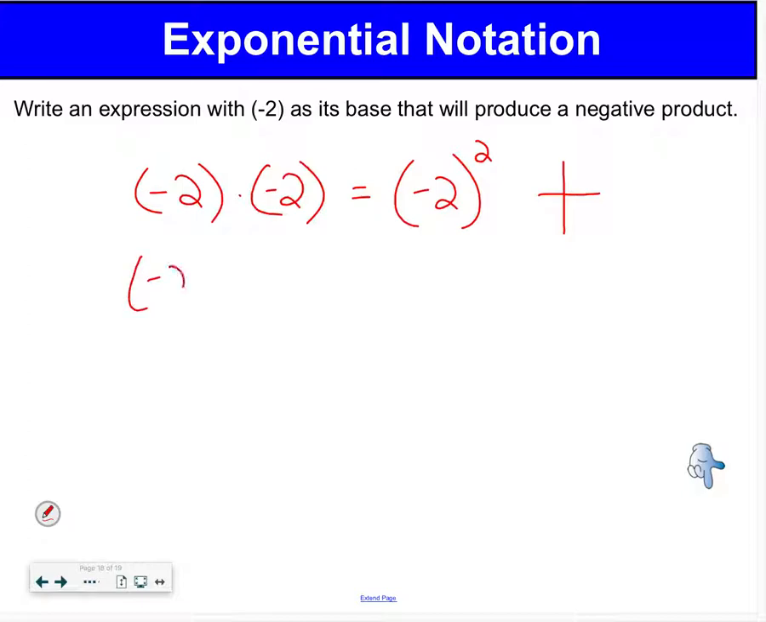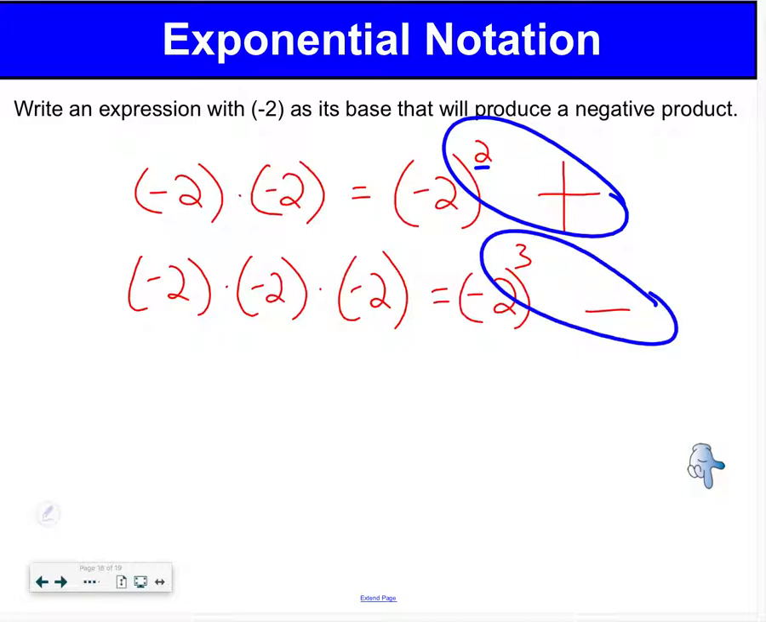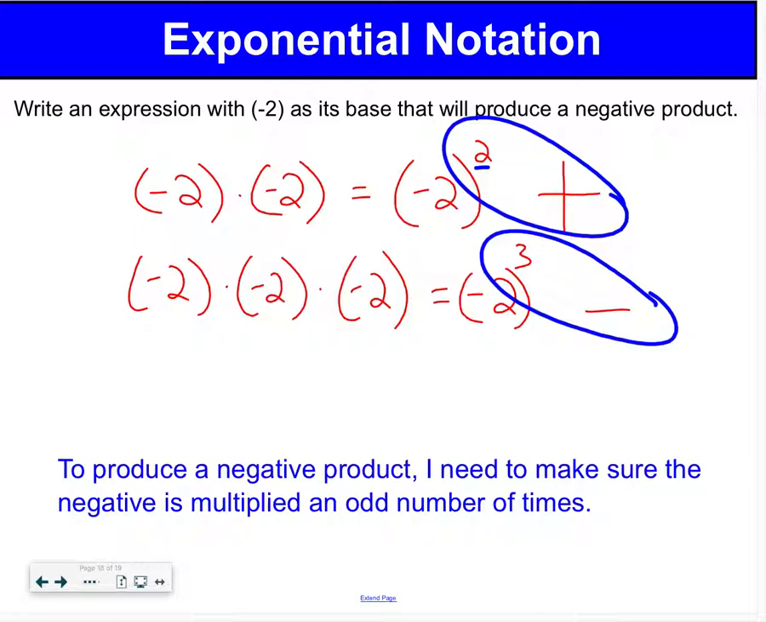If I were to do -2 times -2 and do one more, I could rewrite that as -2 to the third power, and we know that a negative times a negative times another negative is a negative. So it's interesting to point out that if my exponent is an even number, such as 2, my answer or product will be positive. If my exponent is odd, as in 3, my answer will be negative. So to produce a negative product, I need to make sure the negative is multiplied an odd number of times.